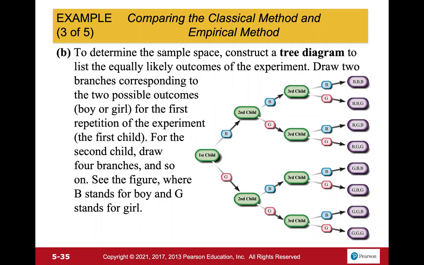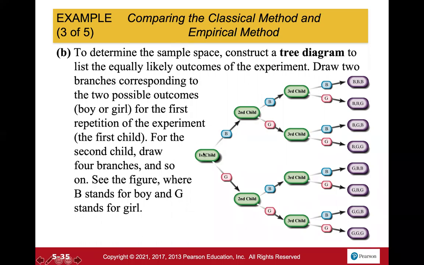So to determine the sample space, construct a tree diagram to list the equally likely outcomes of the experiment. Draw 2 branches corresponding to the 2 possible outcomes. So for 2 outcomes, boy and girl, for the first repetition of the experiment, the first child, for the second child, draw 4 branches out of there.